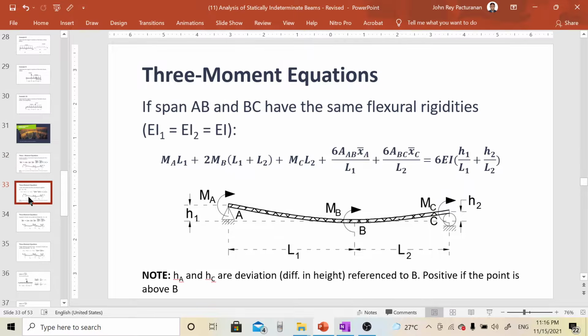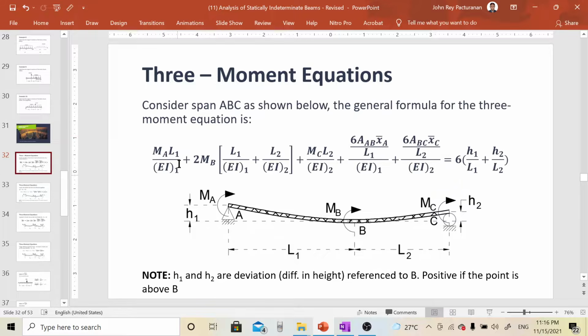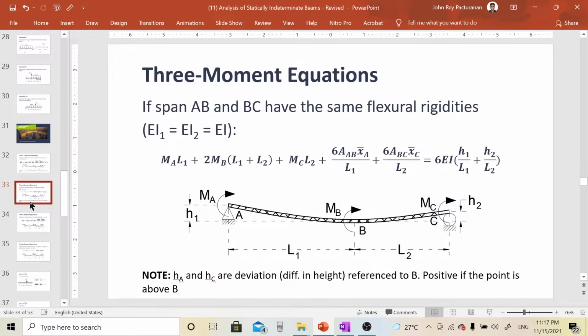One of the special cases I mentioned: if the entire span of the beam is prismatic, so EI1 equals EI2 equals EI. Here, I just remove the EI from the general formula because it's unnecessary, but I multiply it here, okay? So if you look at it, it's cleaner. This equation looks better.